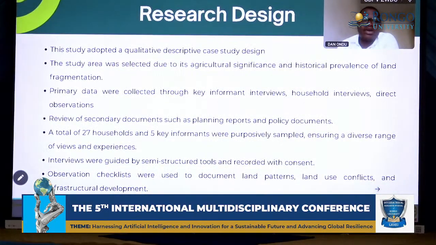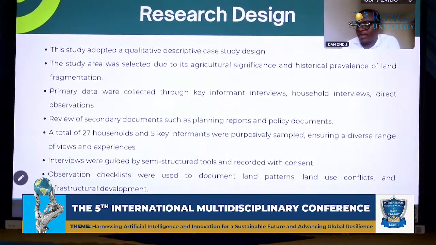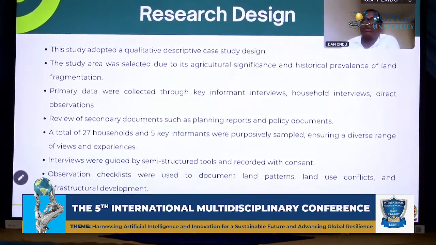Now, the study adopted a qualitative descriptive case study design because the study was more about getting the attitude and the perception of the community towards land use consolidation. The study area was purposely selected due to its agricultural significance and also historical issues of fragmentation. Primary data was collected through informants and household interviews, as well as observation during site visits. Secondary data, some of which I've mentioned, were from planning reports and other relevant documents.